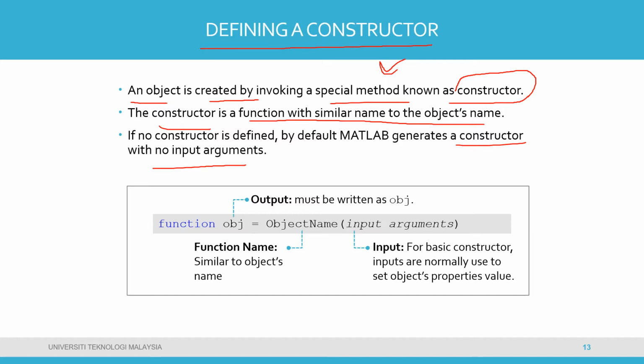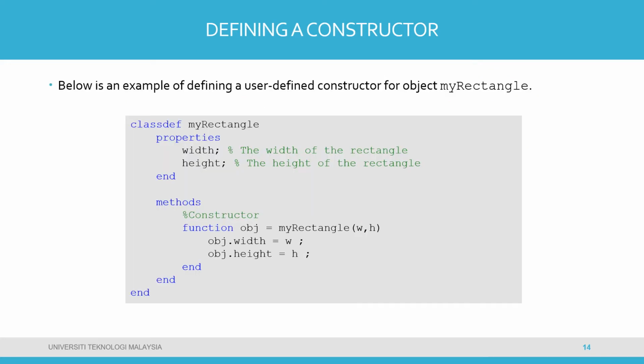So how to create a constructor? You use this. This one is the output. Of course, this one is the input. This is the function name, similar to the object. Make sure the name is similar to the object. I will show you in the next slide. So you already create here. Remember we continue until here, and then you put the method here and you put the constructor. So you have the output, and make sure this name is similar to this. This is important.